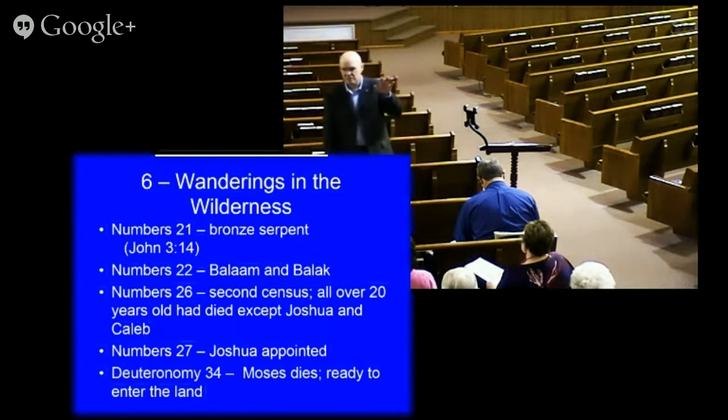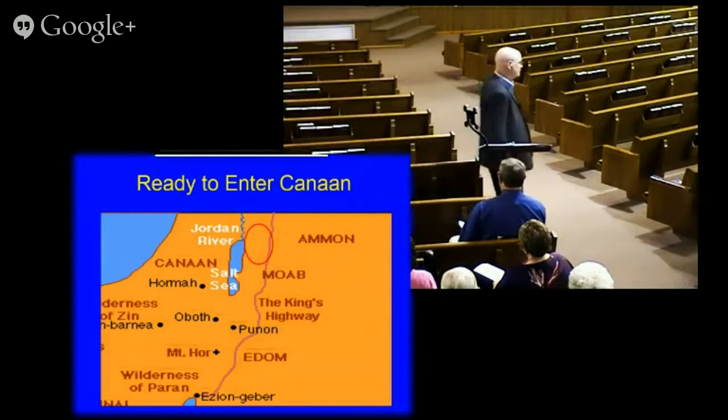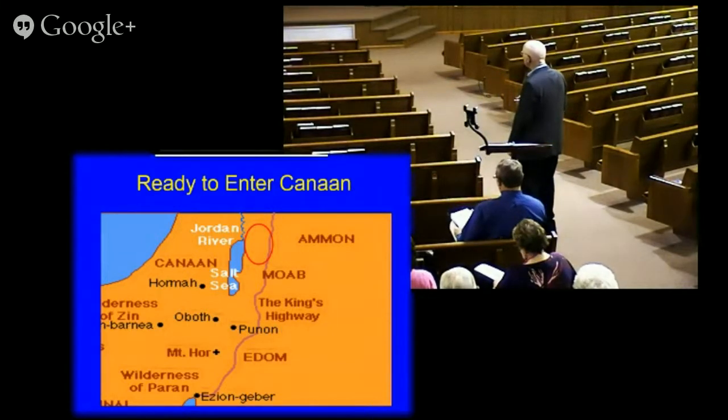So, after wandering in the wilderness, we're ready to go into the land of Canaan. Our next period is going to be invasion and conquest. They're poised here. This is for reference. If they came up from Mount Sinai, here's Kadesh Barnea, where the spies were sent out. They wandered down here. Here's Edom. They wouldn't let them go through the land.